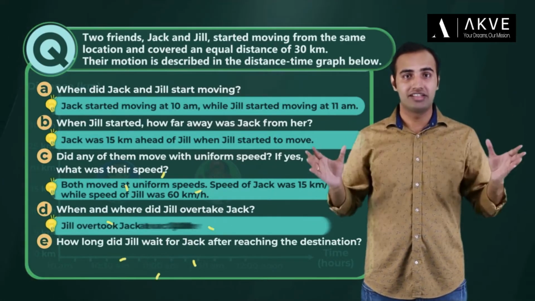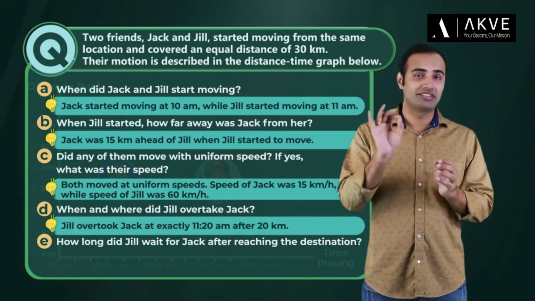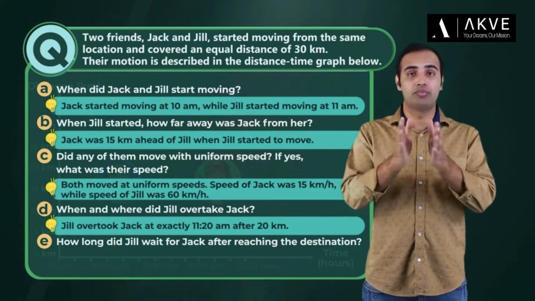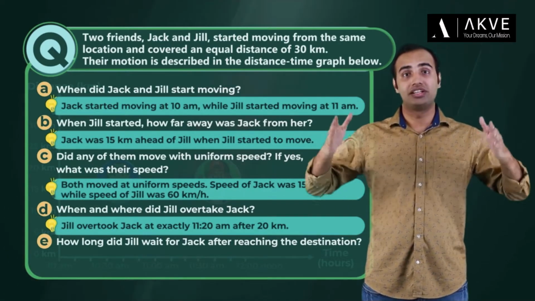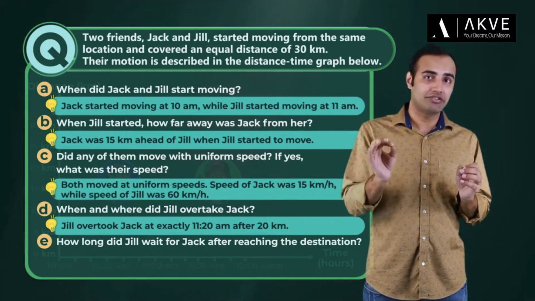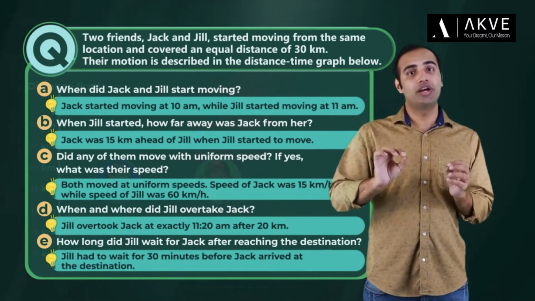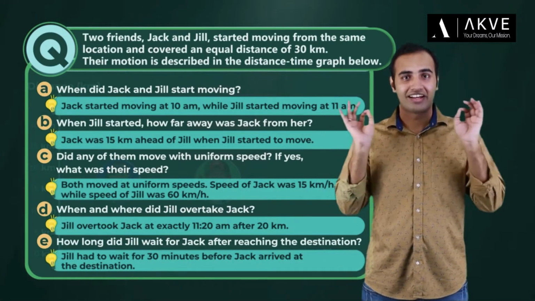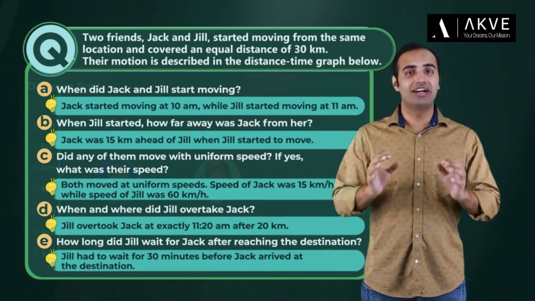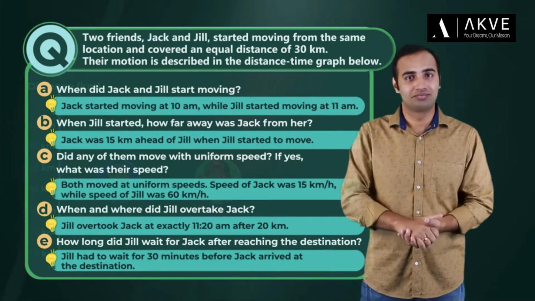The answer for part C is that Jill overtook Jack exactly at 11:20 am when both of them had covered a distance of 20 kilometers. And finally, the answer for part D is that Jill had to wait for 30 minutes before Jack arrived at the destination. Let's go ahead and see all the solutions now.